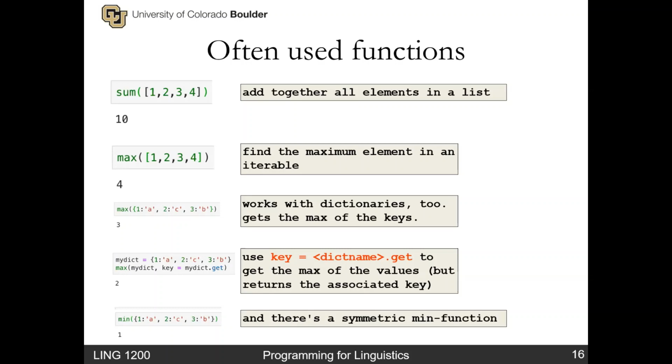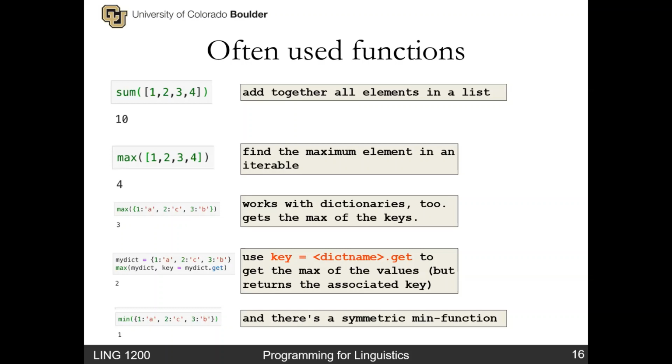So the first one is sum, and sum simply takes a list and adds everything together. So if you feed it a list of 1, 2, 3, 4, it's going to add 1 plus 2 plus 3 plus 4 and give you back 10. So it's an easy way to add together some numbers.